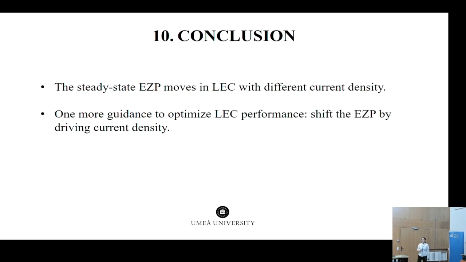In conclusion, based on this project, we have an important observation. The steady state emission zone position will move in LEC with different current density. This observation can be one more guideline to optimize the LEC performance. For example, we can shift the emission zone position by driving with different current density.